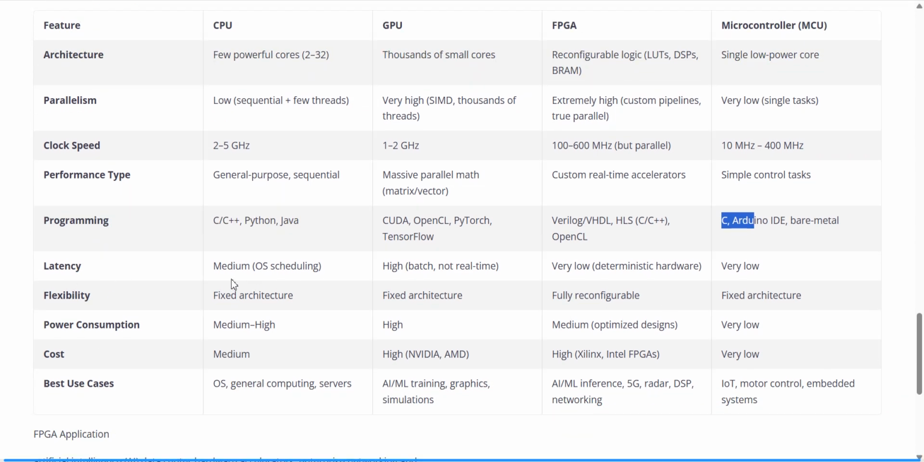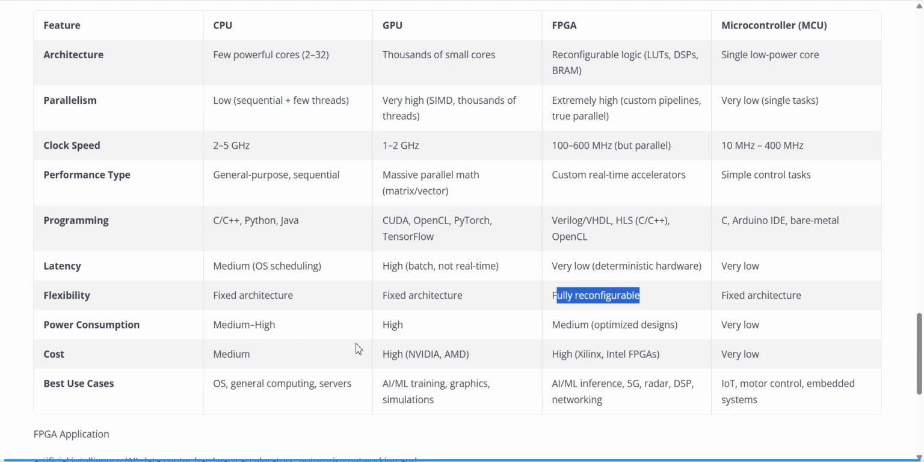Now we'll go further. The latency, you can see here: medium, high, very high, and very low. Flexibility: fully reconfigurable is the best for any application, for the high-speed application. This is a fixed architecture. All these CPU, GPU, and controller have a fixed architecture, whereas the FPGA is fully reconfigurable.